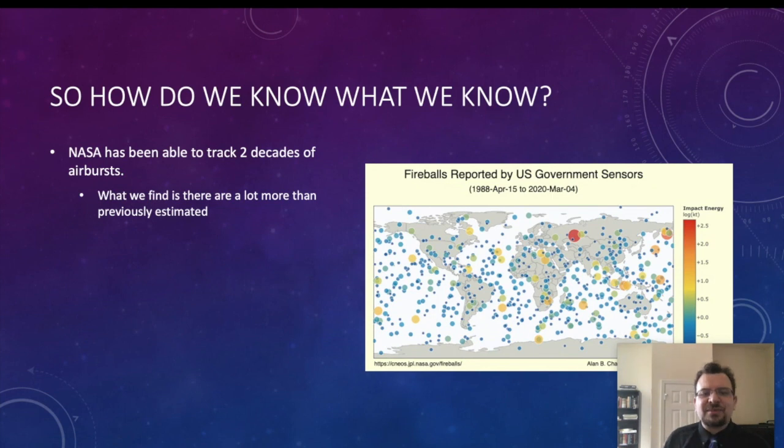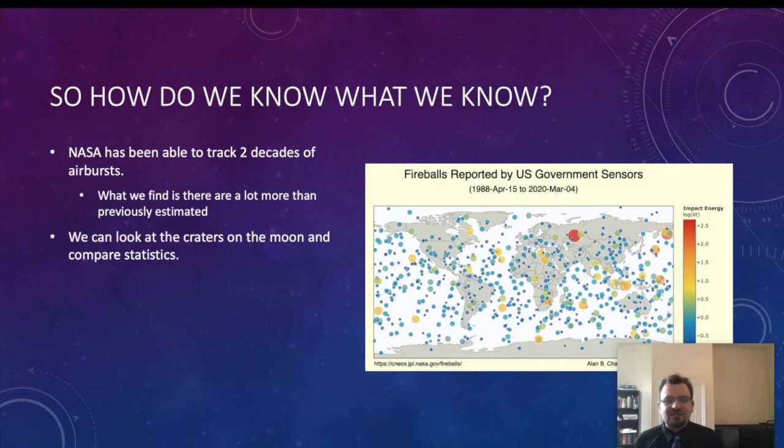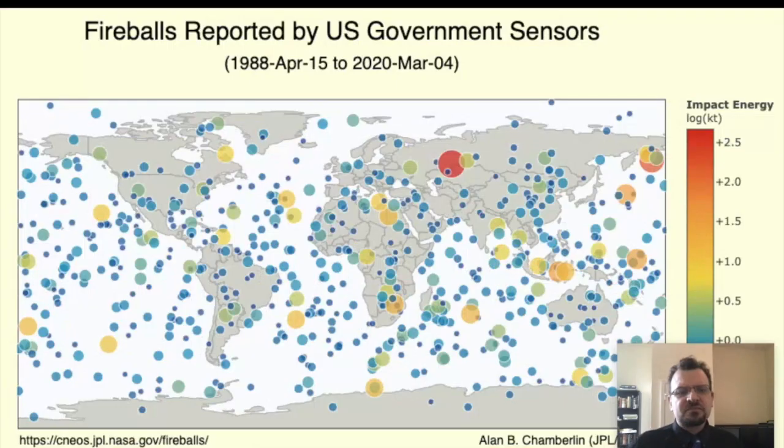So NASA has been able to track about 2 decades worth of airbursts, a little bit more now. And what we found is that there's way more than were previously estimated. And we can look at the craters of the moon and compare statistics, because if something strikes the moon, it's going to stay there. And so here's a picture of all of those explosions in the asteroid field.